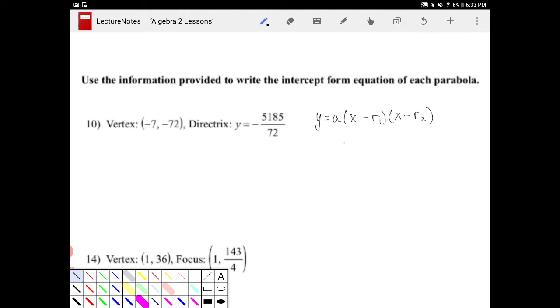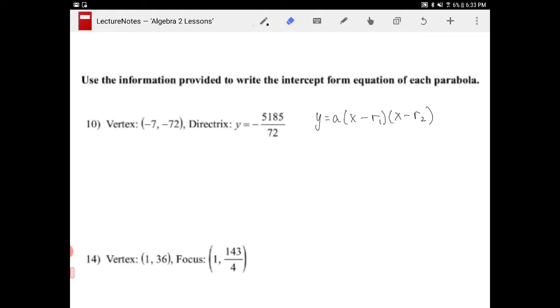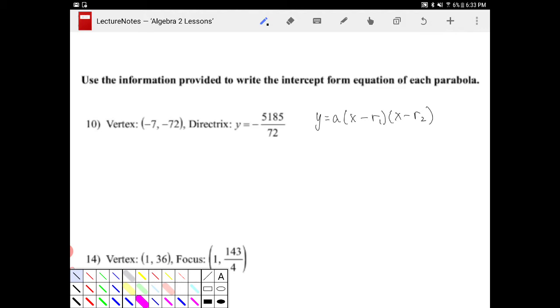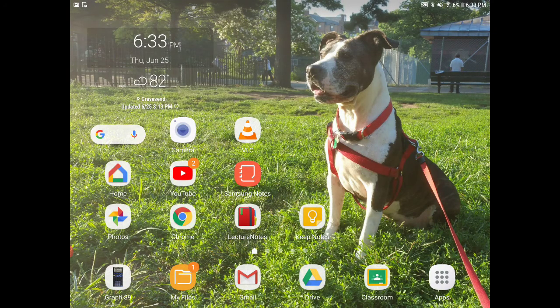So I want to try to figure out what the leading coefficient here is, because that seems like a good way to start. So I have the vertex at (-7, -72). I'm going to give myself a little room. (-7, -72) is going to be way down here. And this guy right here, 5185/72, I don't know what that is. That's kind of ridiculous.